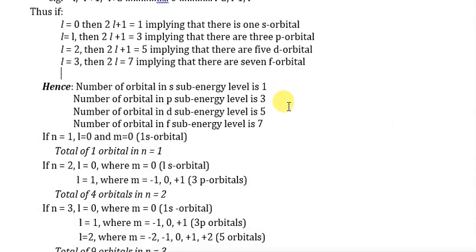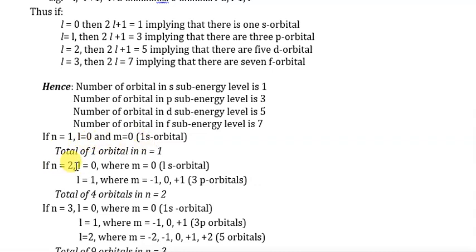So the number of orbitals in S subshell ni 1. Number of orbitals in P subshell ni 3. Number of orbitals in D subshell ni 5, na number of orbitals in F subshell ni 7. So if n is equal to 1, L is equal to 0, m itakuwa sawa na 0. Kwa nini? Kwa sababu value ya m inaanzia negative L through 0 to positive L. So total of one orbital in n is equal to 1.